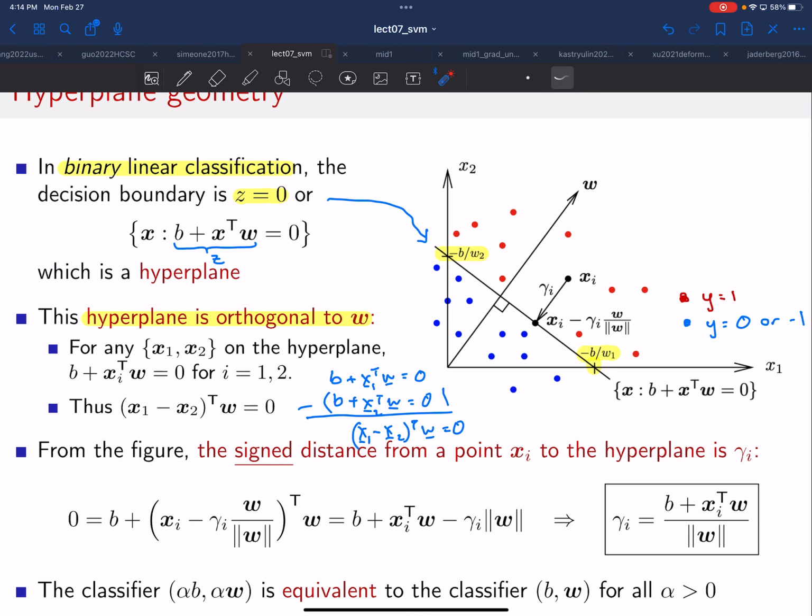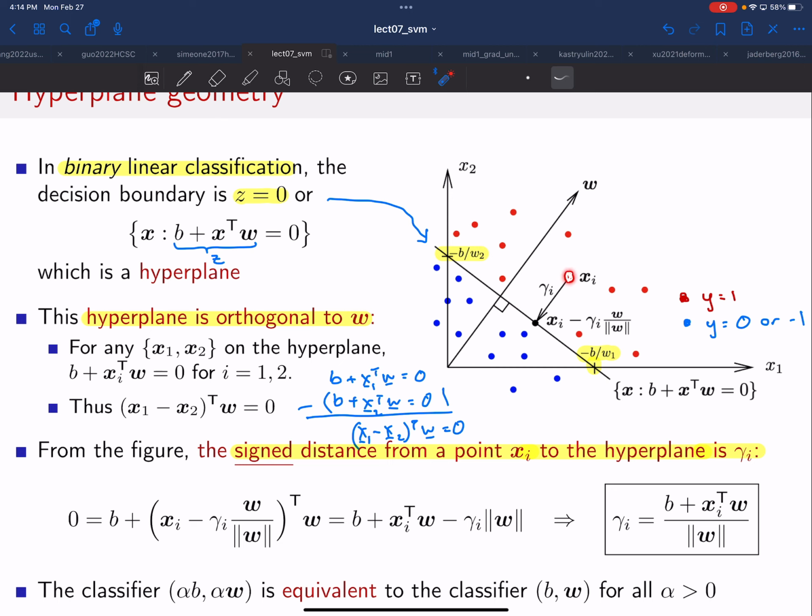We're going to talk about the signed distance from a point xi to the hyperplane. We're going to call it gamma i. And let's see how we're going to figure out what gamma i is. So here in this picture, we can see a point xi. We want to know how far xi is from this boundary.